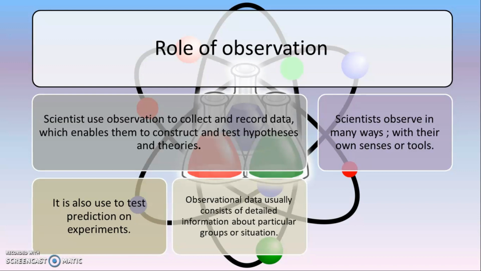Okay, next, scientists observe in many ways, which is with their own senses or tools. It is where we can use the types of observation I explained just now. With their own senses means they will be using qualitative observation, and by tools, it is when they use quantitative observation. Okay, observational data usually consists of detailed information about particular groups or situations.